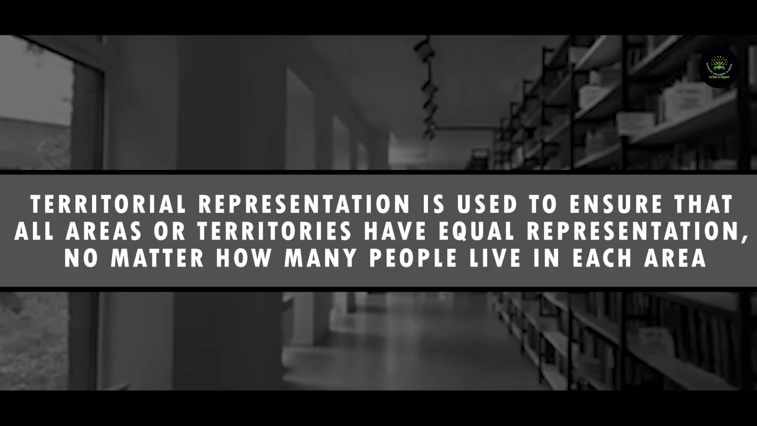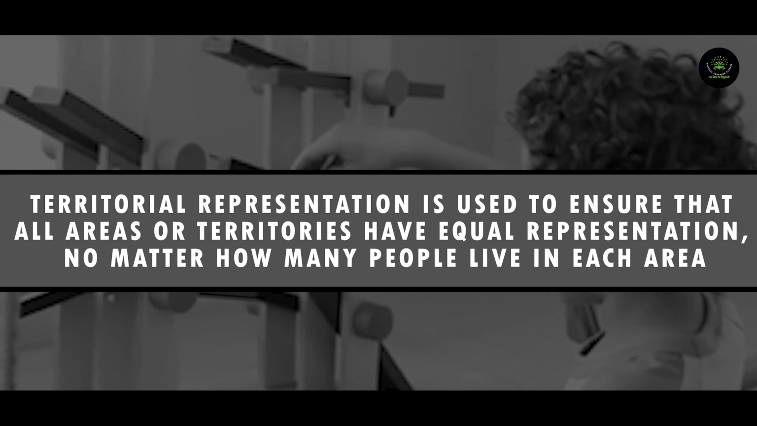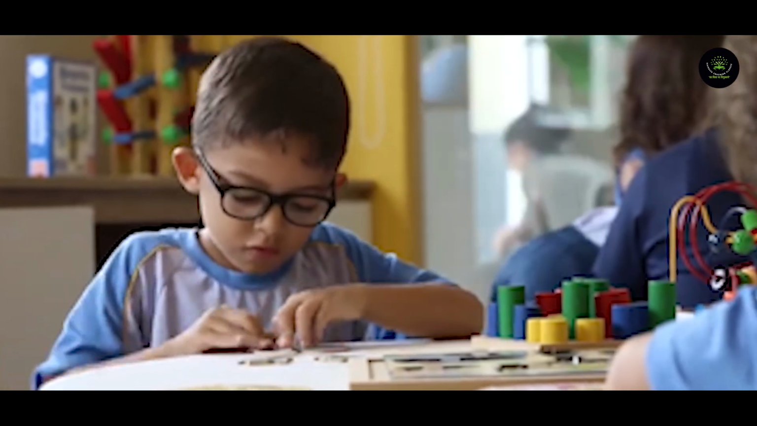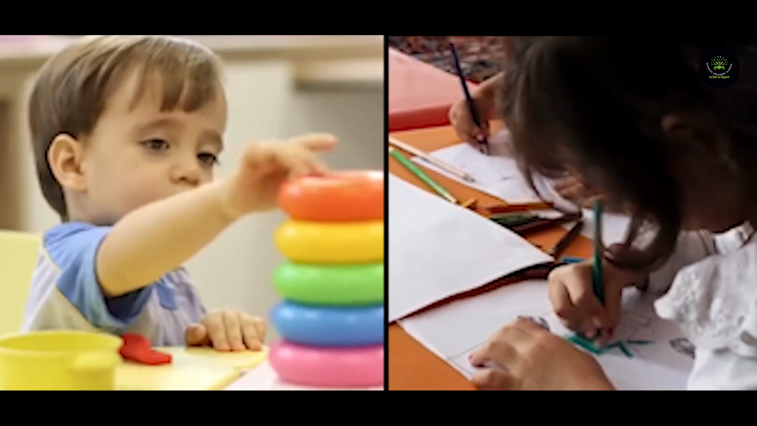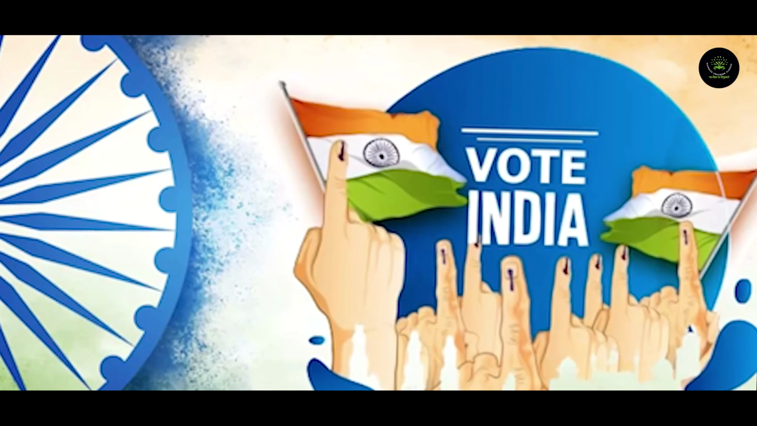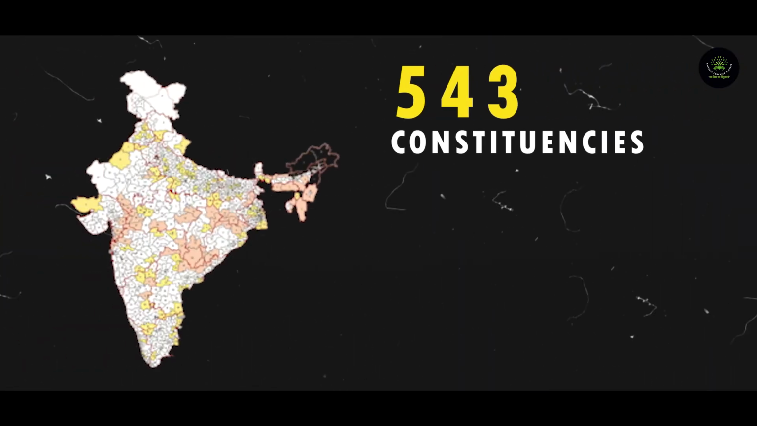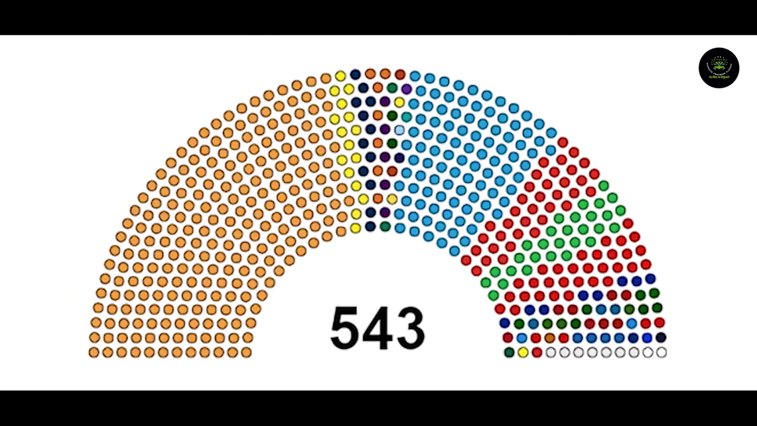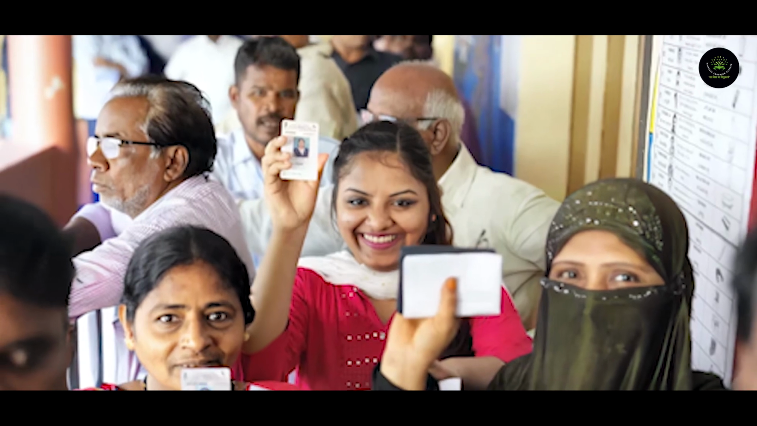Territorial representation is used to ensure that all areas or territories have equal representation, no matter how many people live in each area. It's like making sure every classroom has a voice in the student council, even if one class is much bigger than another. For instance, the Lok Sabha elections in India use territorial representation. The country is divided into 543 constituencies, and each constituency elects one member of parliament, MP. This means that every geographical area gets equal representation in the Lok Sabha, regardless of its population size.